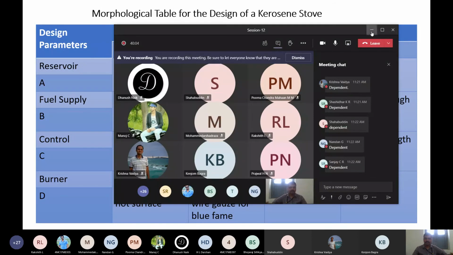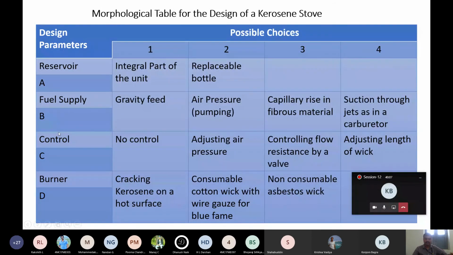Most of you are telling that these two are dependent. The reason is, consider the example of fuel supply by pumping. This you can see in case of primus stove. If you choose fuel supply by air pressure, that is by pumping, then your control mechanism should be adjusting air pressure. You cannot go for adjusting length of wick if your fuel supply is air pressure. Then you have to go for adjusting air pressure itself. That means the selection of air pressure for fuel supply will restrict the choice for control. So these two are dependent.